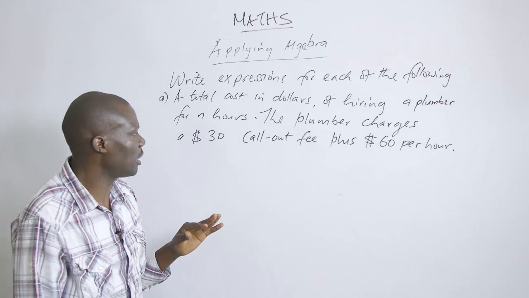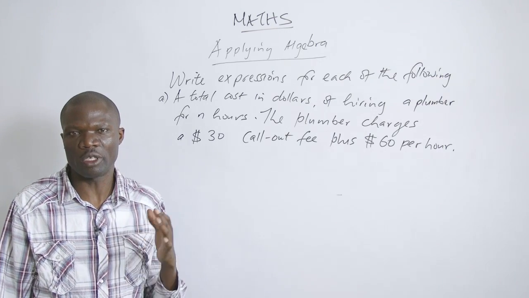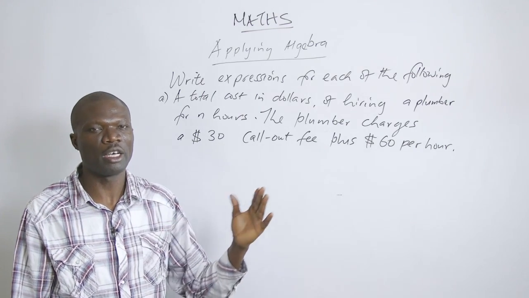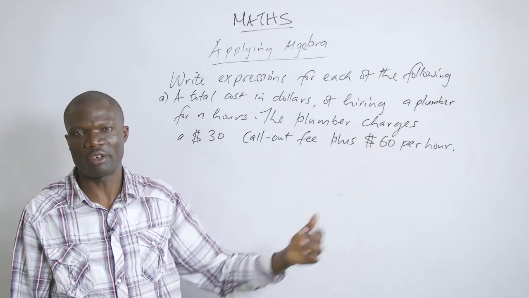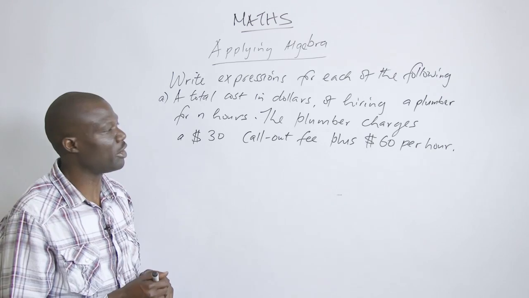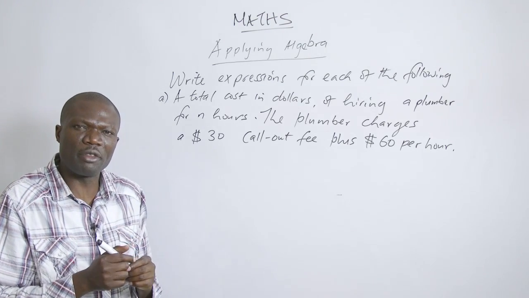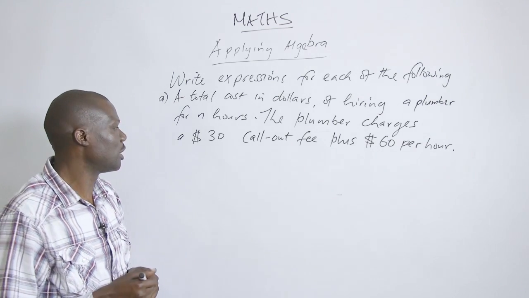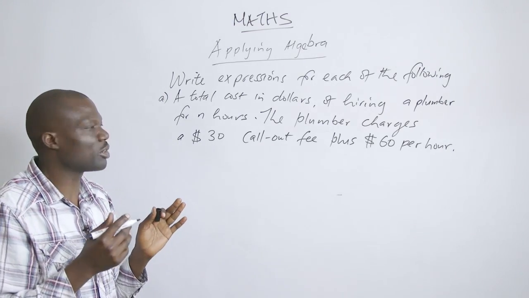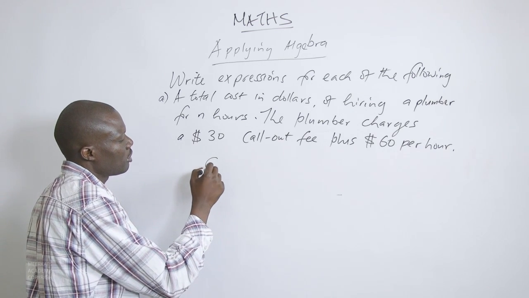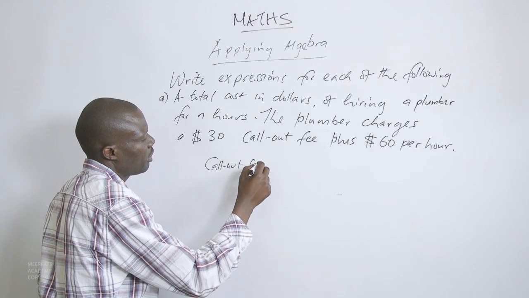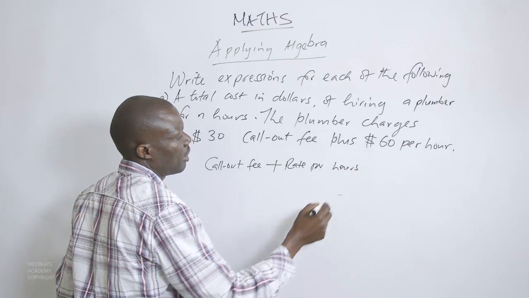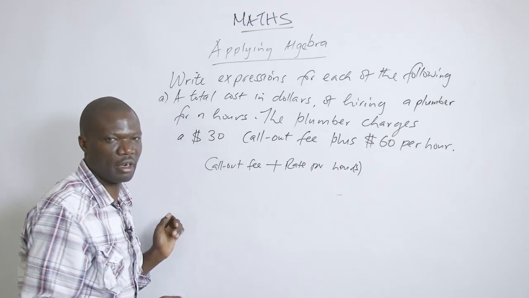So we have got two areas here. There is call-out fee, which is fixed, and this is $30. And then for every 1 hour the plumber will work, we shall pay the plumber $60. So even if the plumber is called upon and he comes and it doesn't work, we must pay the call-out fee. So to get the total cost of what we shall pay for this plumber, it will be call-out fee plus our rate per hour, and then it could be in hour or hours, depending on how it is.